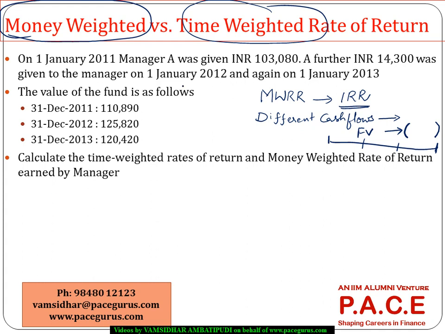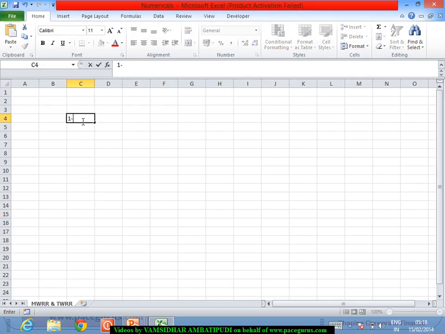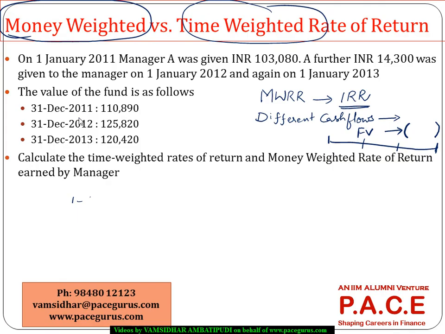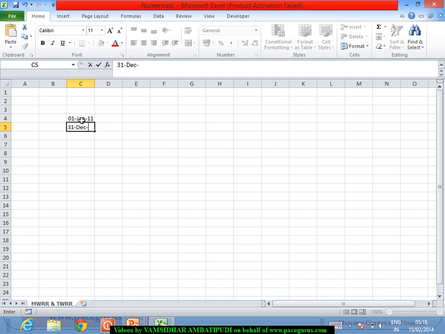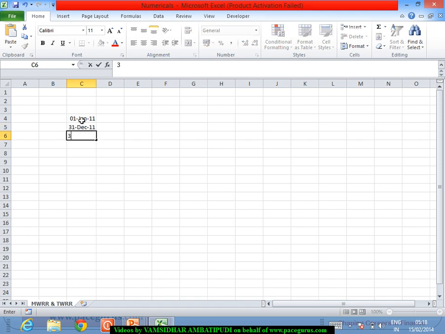So all I could do here is make a small table. First Jan, probably I'll put it in a spreadsheet. 1st Jan 2011. Then I have 31st December 2011. Then 31st December 2012 and 31st December 2013. Look at the numbers here.